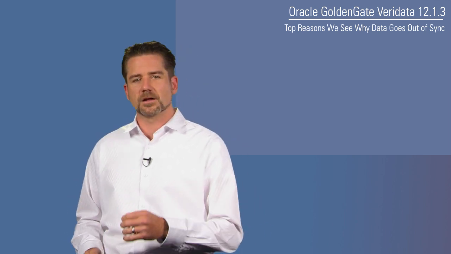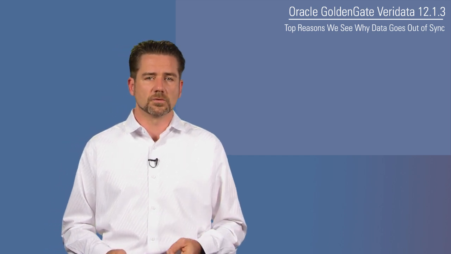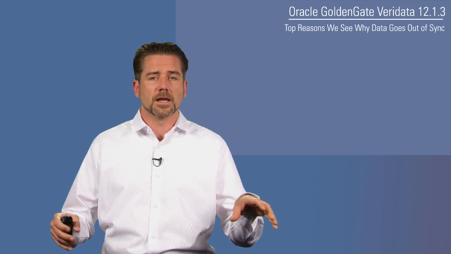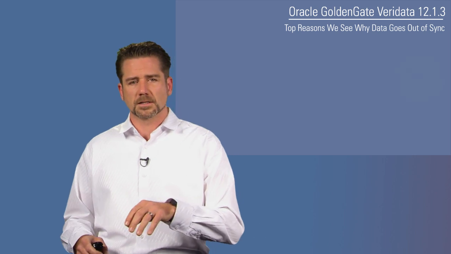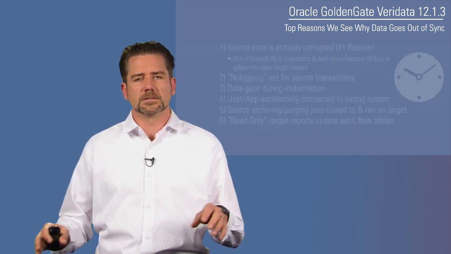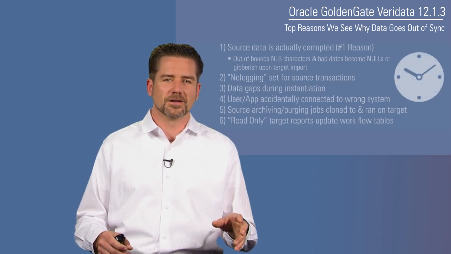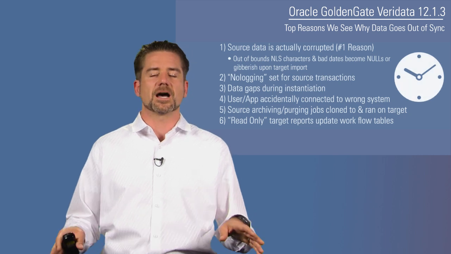So let me shift over now to GoldenGate Veridata. GoldenGate Veridata is a data validation tool. It's going to make sure that the data on the source and the target are in sync. One of the things I often get when I talk to customers is, well, why do you have a product that's going to tell me that GoldenGate is really doing its job? When we compare the data between source and target, GoldenGate is almost never the reason why the data is out of sync. It doesn't even make our top 10 list.